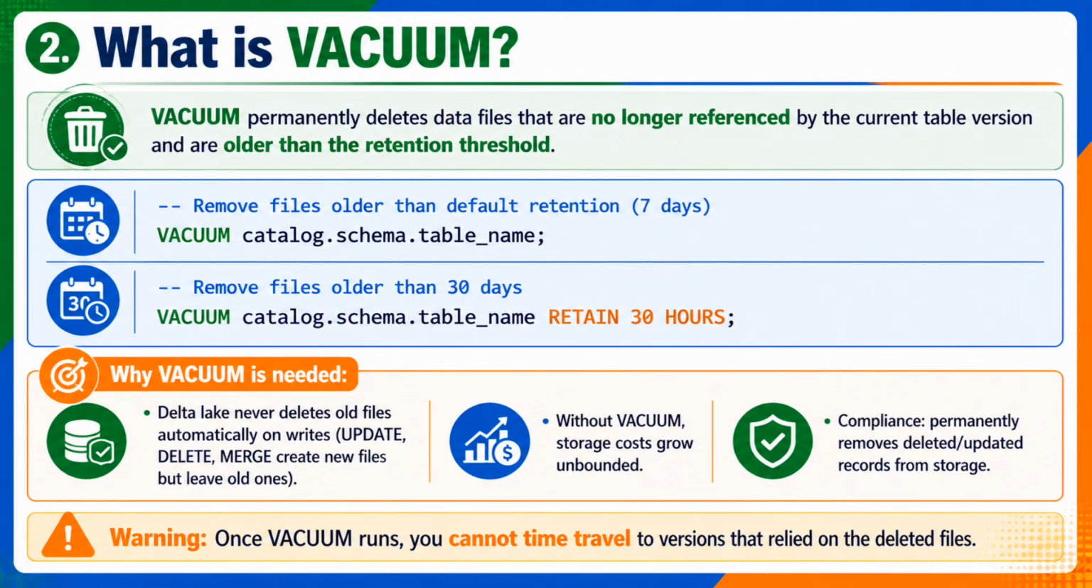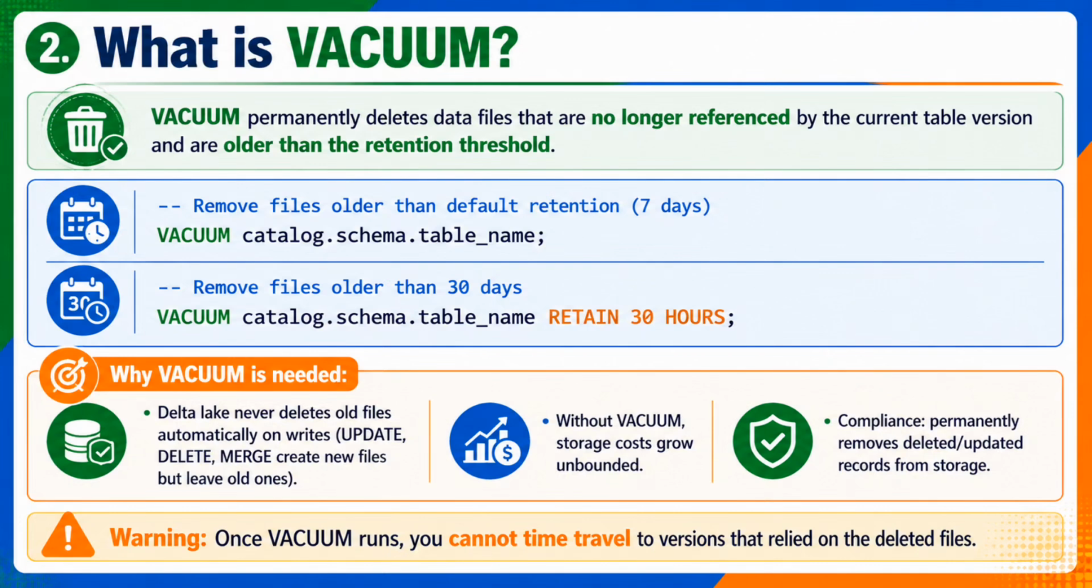Now, let's understand what vacuum means in Delta Lake. Vacuum permanently deletes data files that are no longer referenced by the current table version and are older than the configured retention threshold. By default, Vacuum removes files older than 7 days. The basic command is vacuum catalog.schema.tablename. If you want to specify a retention period, you can use the retain option. For example, the slide shows vacuum catalog.schema.tablename retain 30 hours. This is intended to remove files older than the specified retention period.